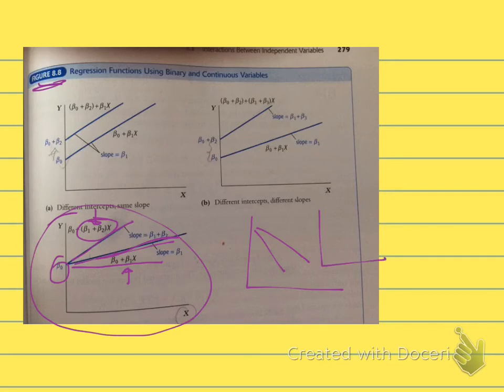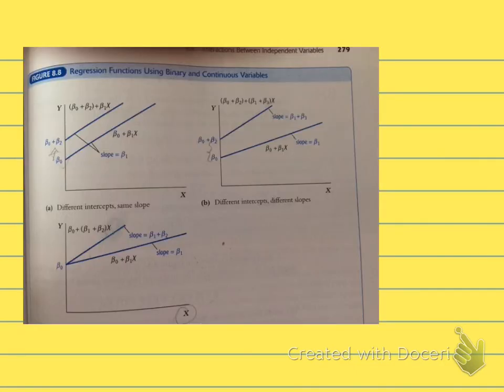And it's certainly possible for us to have one group slope going this way and the other group slope going the other way. So all those possibilities are there. We're not excluding them. Just for illustrative purposes, they're drawing positive slopes with positive coefficients. Our second case there was different intercepts and different slopes. So here we see the different intercepts, and then the slope here is beta 1, the slope here is beta 1 plus beta 3. So they have different intercepts and different slopes.